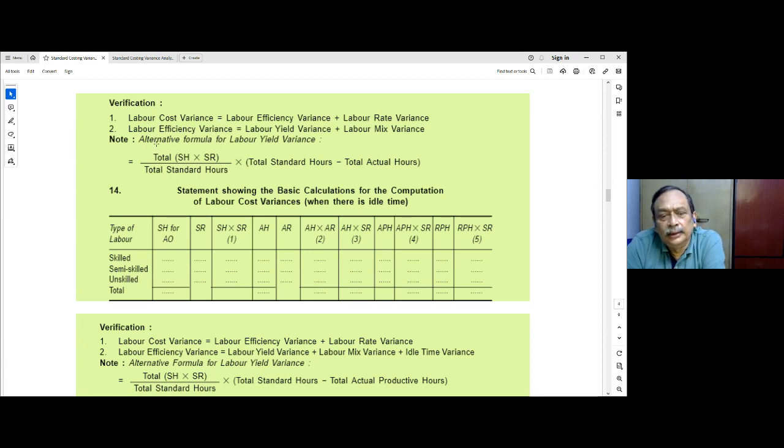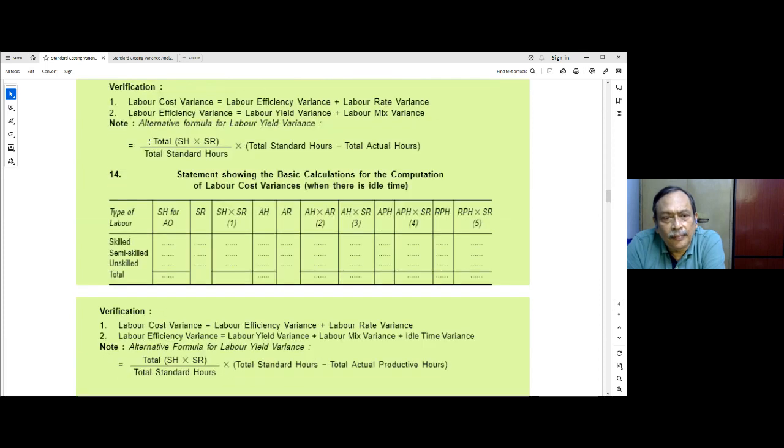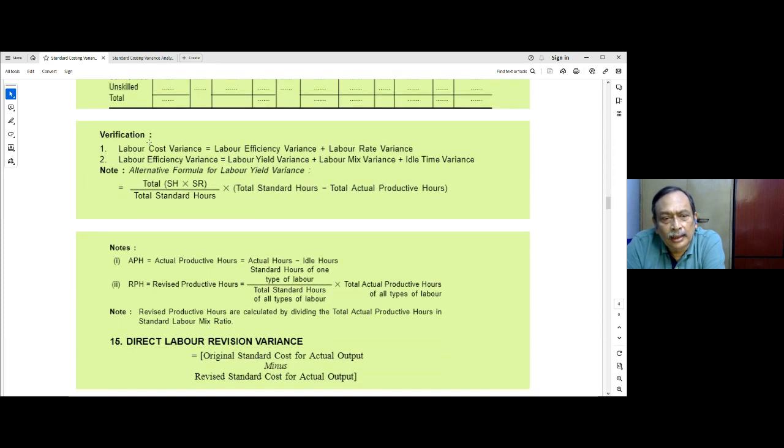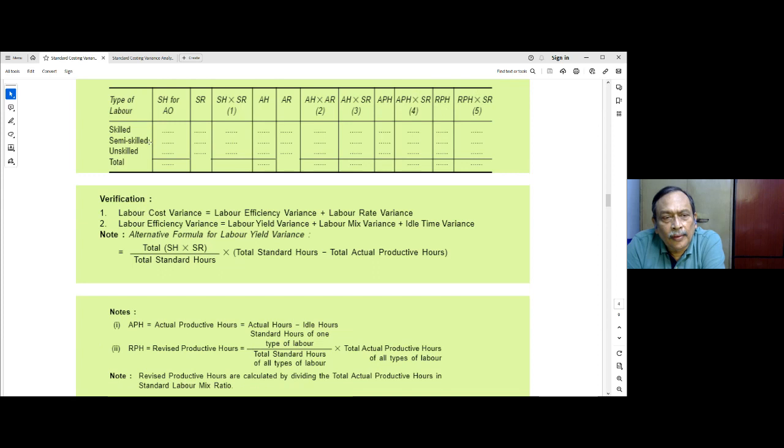And then we are going to check the labor cost variance, labor efficiency plus labor rate. Labor efficiency variance is equal to labor yield variance plus labor mix variance plus idle time variance.